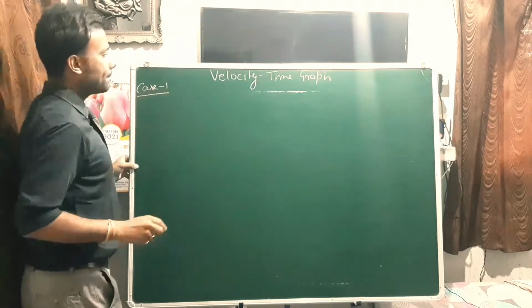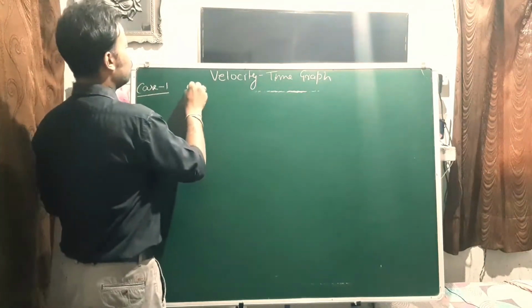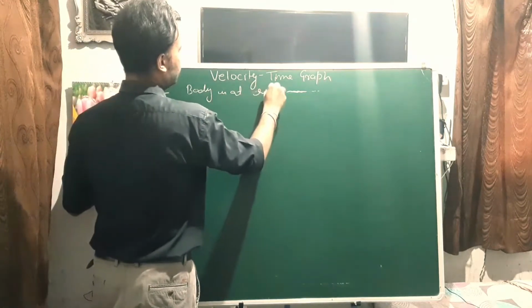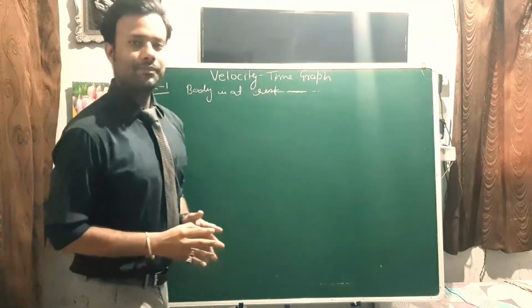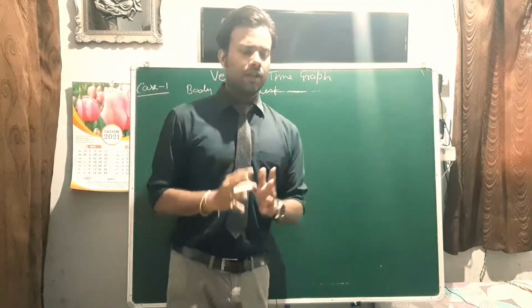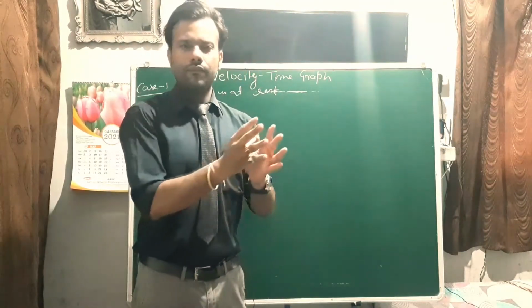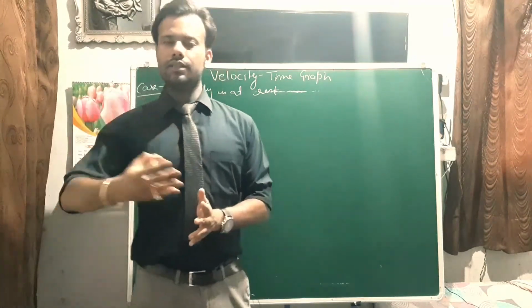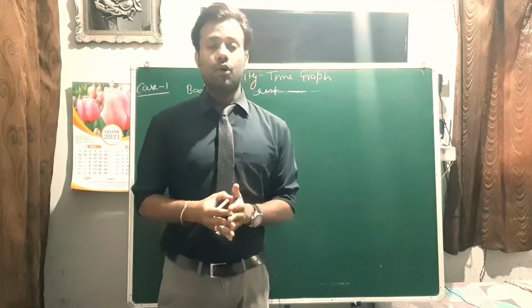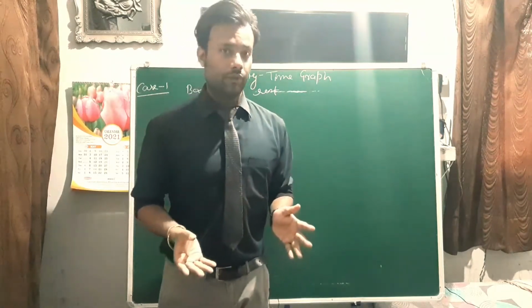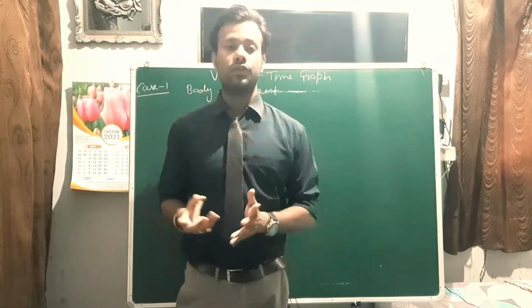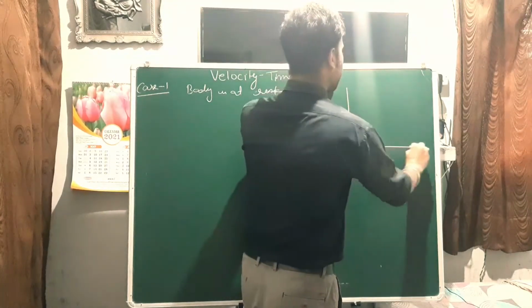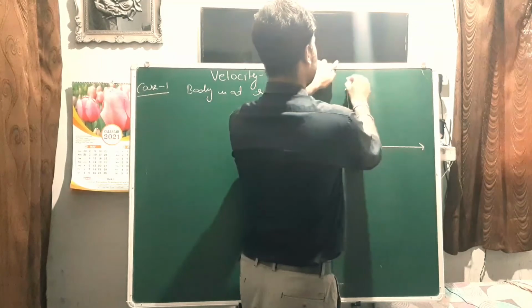case 1. Body is at rest, right? Body is at rest. Now obviously when the body is at rest, that means the time is continuously changing, but the body is not moving, right? That means the body is stationary or the velocity is 0, right? So what will be the graph? The graph will be like this.